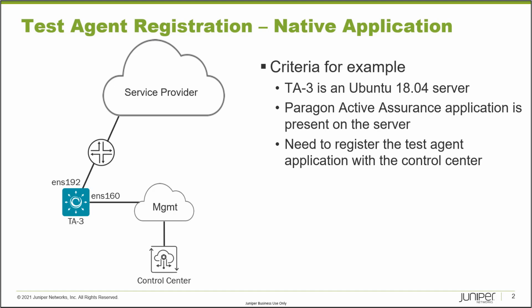All right, so the criteria, for example, TA3 is using Ubuntu 18.04, and the application is actually already present, so we won't need to download that, but I'll show you where to download it, so don't have to worry about that. And then, of course, we want to register the test agent application with the Paragon Active Assurance Control Center. So with that being said, let's get this going.